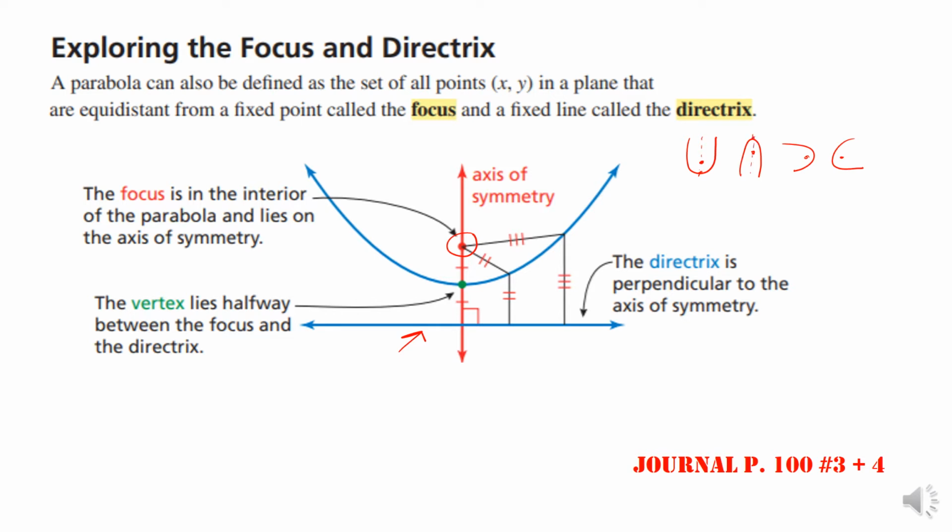And there's also our vertex, which is also on the axis of symmetry. Okay? And then it says it's halfway between the focus and the directrix. So there's our directrix. I'm just going to draw one for both of them. And it is perpendicular to your axis of symmetry. So you've got your axis of symmetry. These are perpendicular. Okay? All right, so look that over really carefully. Make sure you understand all the rules. Okay?